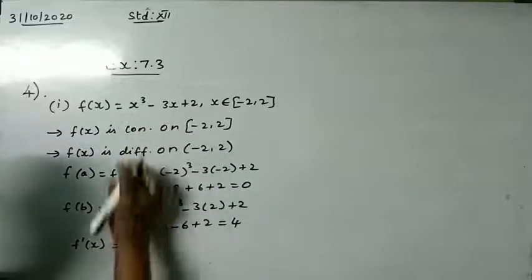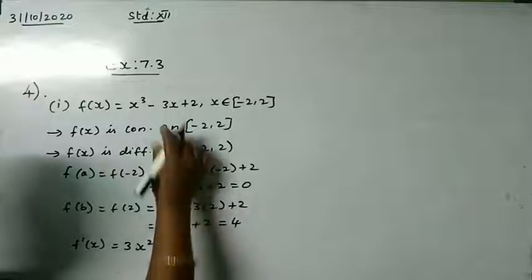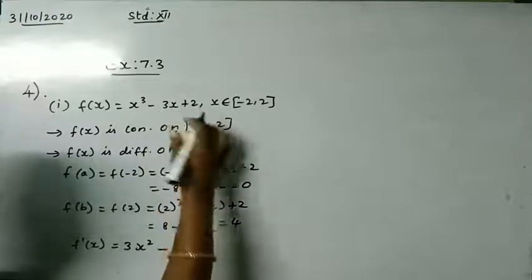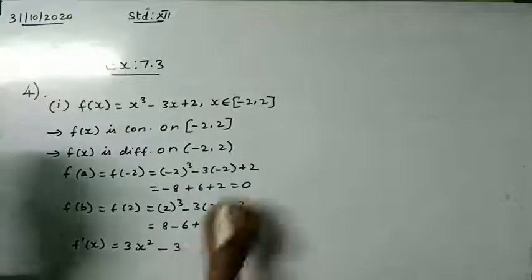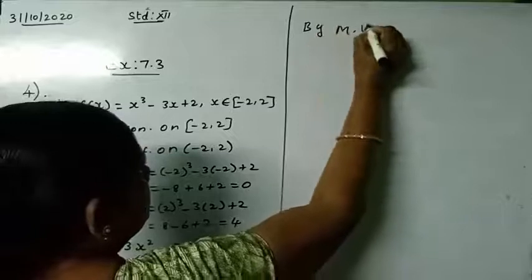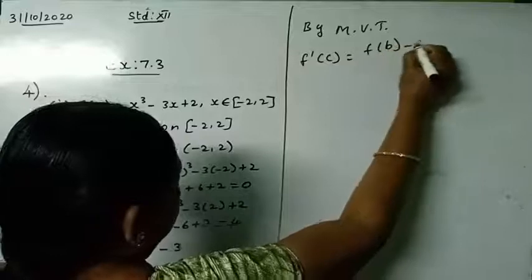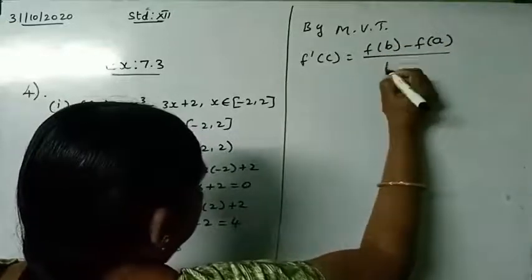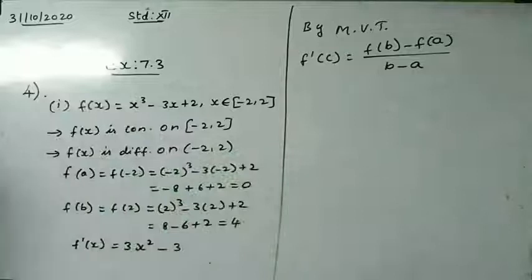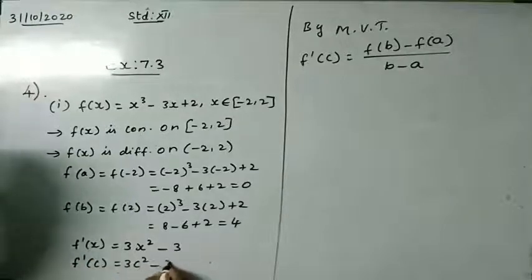differentiate this. x cube differentiated gives 3x square, minus 3x differentiated gives 3, 2 differentiated gives 0. So we have got f dash of x. Now by the mean value theorem, f dash of c equals f of b minus f of a by b minus a is the formula. Now in f dash of c, replace x by c. There exists a point c, therefore f dash of c equals 3c square minus 3.